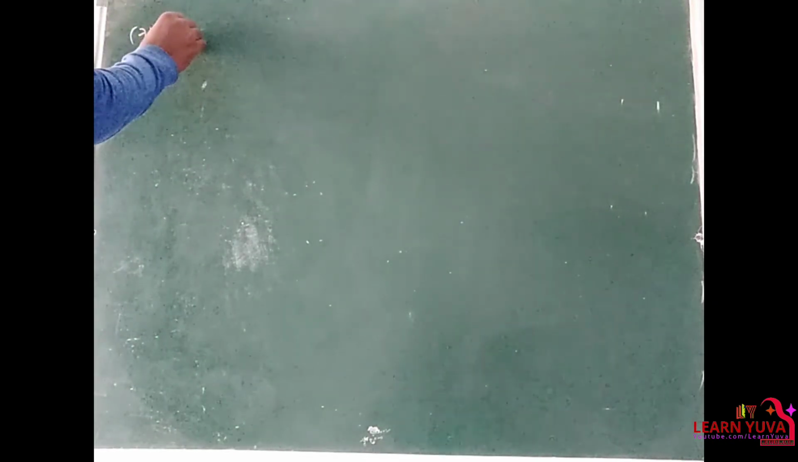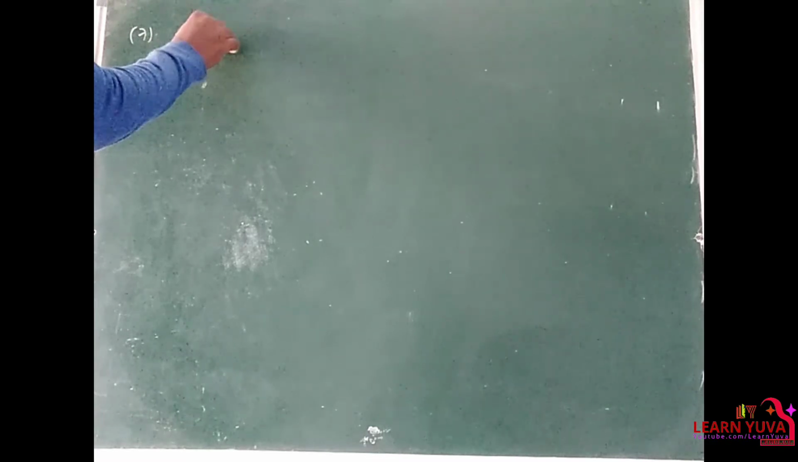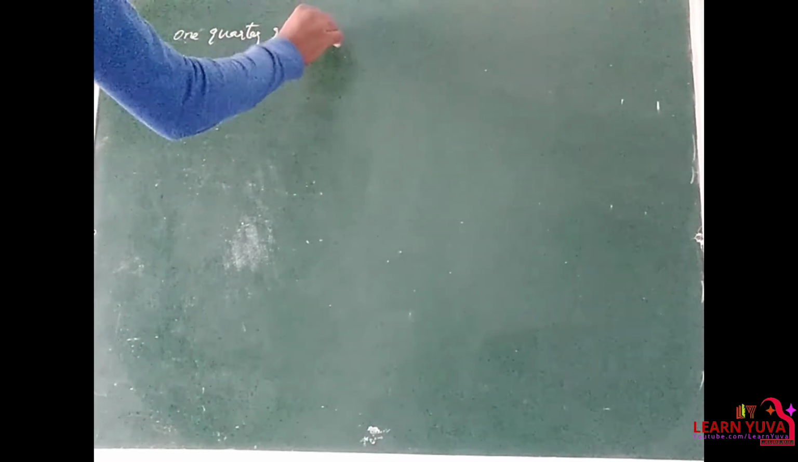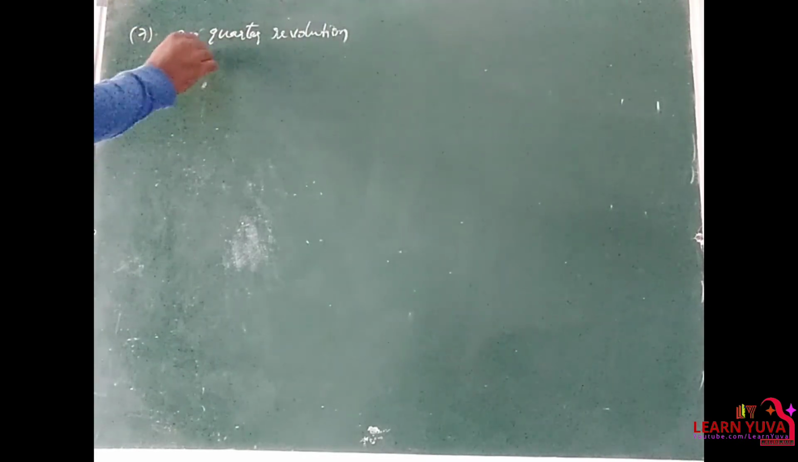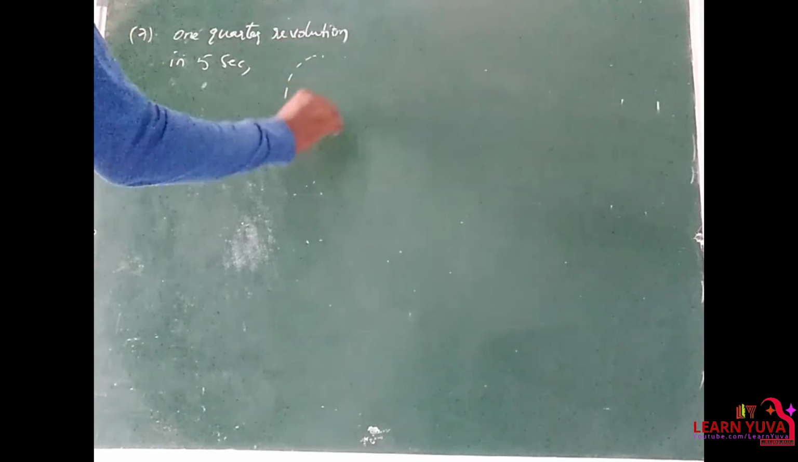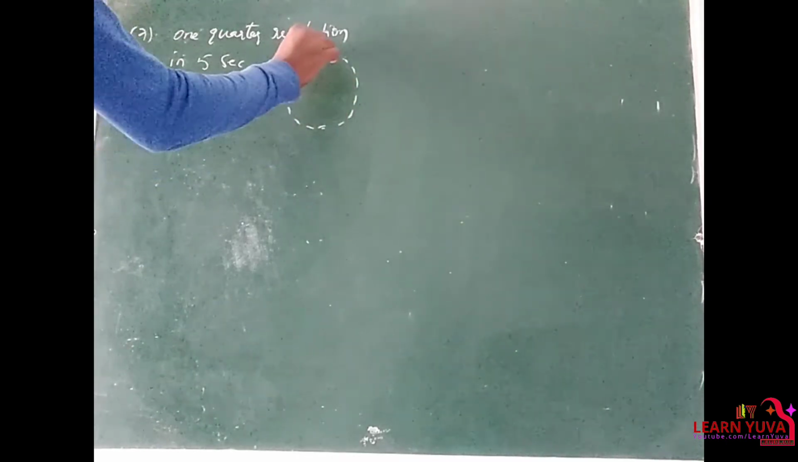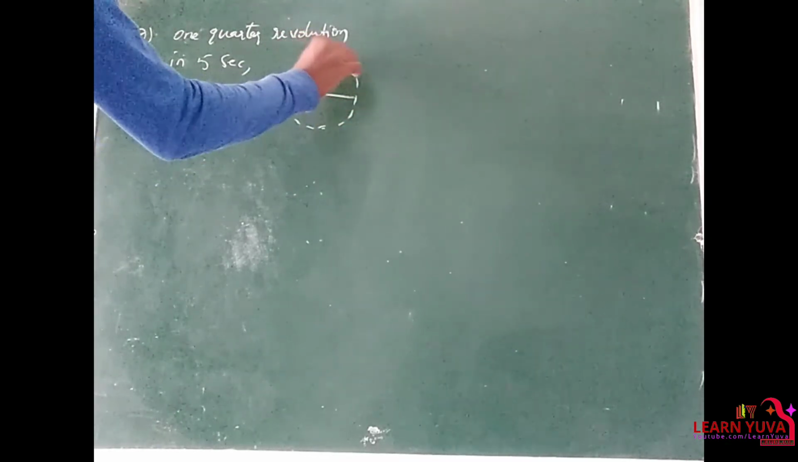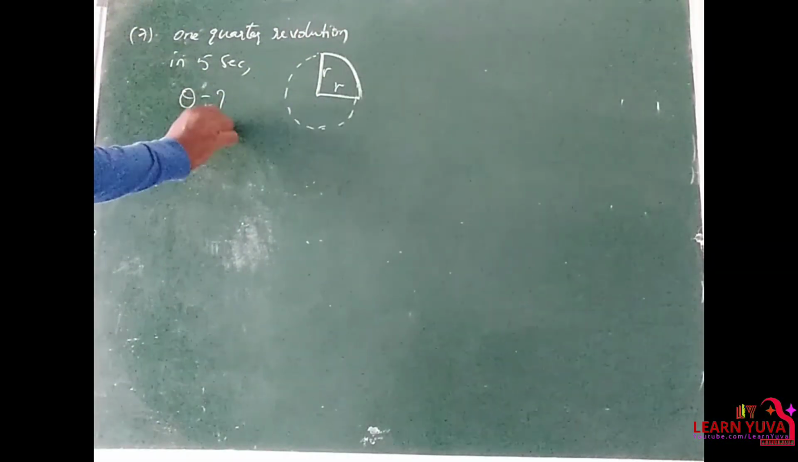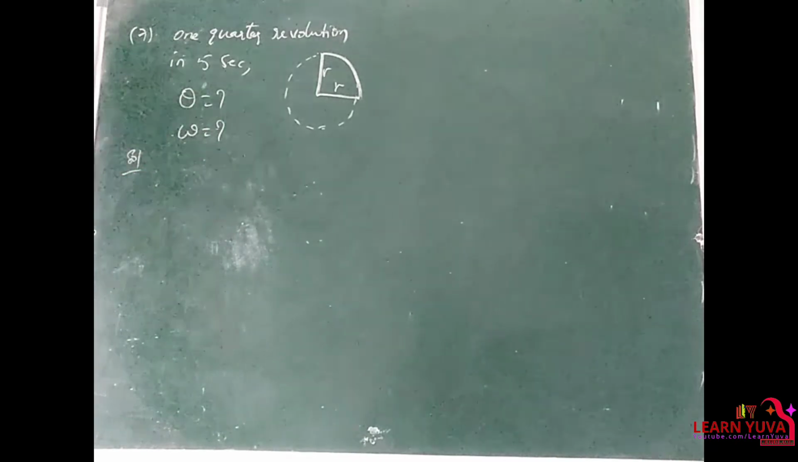Next, a body completes 1/4 of a revolution in 5 seconds. That means it is a circular path and the body completes only 1/4. Theta is equal to how much? Omega is equal to how much? This is what we have to calculate.